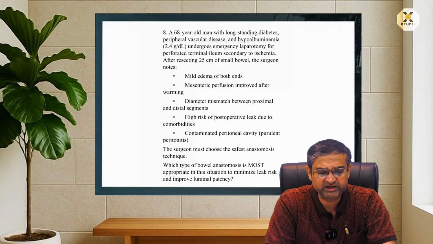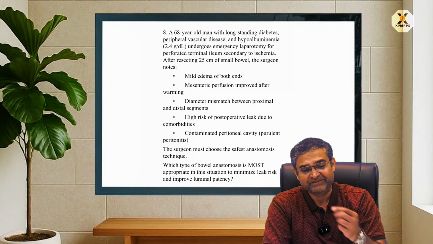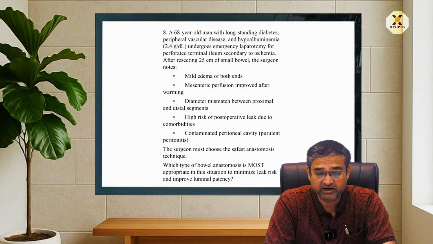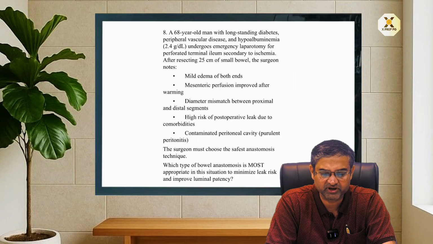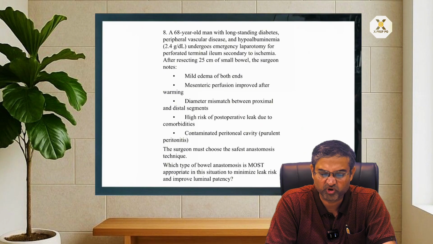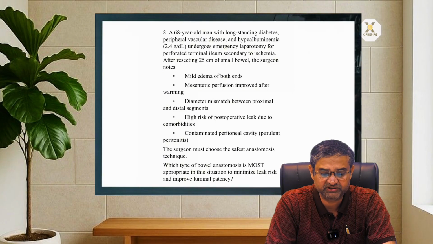A 68-year-old man with long-standing diabetes, peripheral vascular disease, and hypoalbuminemia undergoes emergency laparotomy for perforated terminal ileum secondary to ischemia. After resecting 25 cm of small bowel, the surgeon notes mild edema of both ends, mesenteric perfusion improved after warming, diameter mismatch between proximal and distal segments, high risk of postoperative leak due to comorbidities, contaminated peritoneal cavity, purulent peritonitis. The surgeon must choose the safest anastomotic technique. So you have to choose the safest technique.